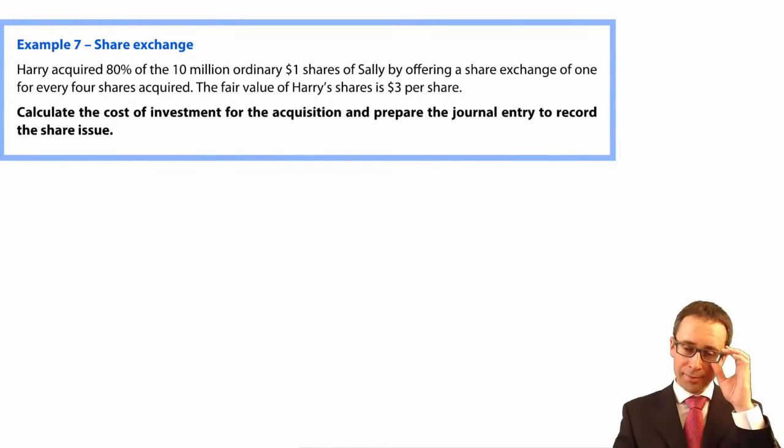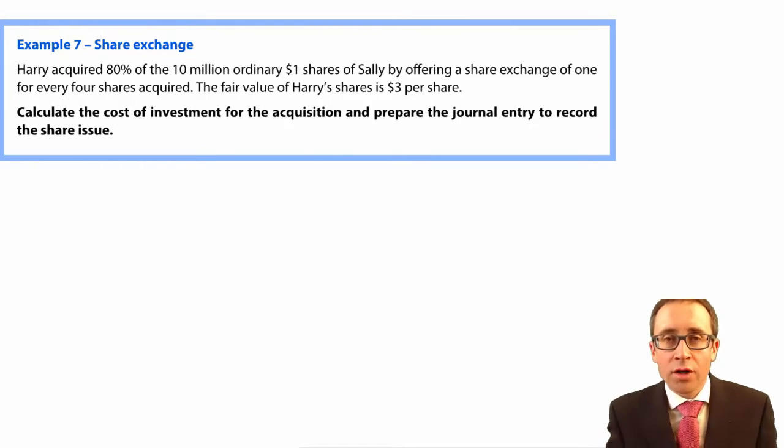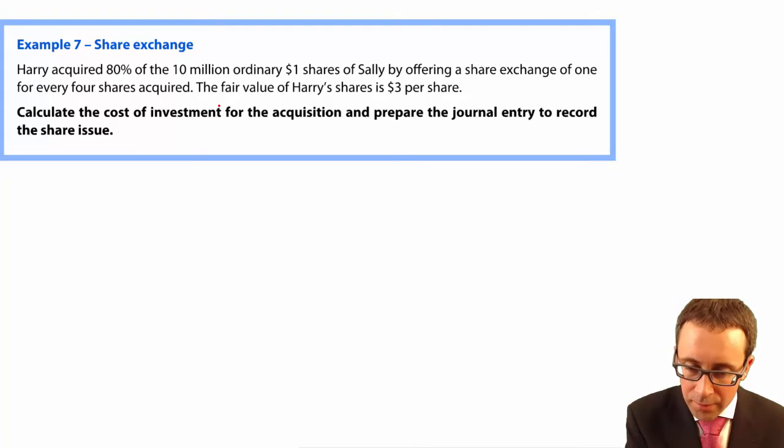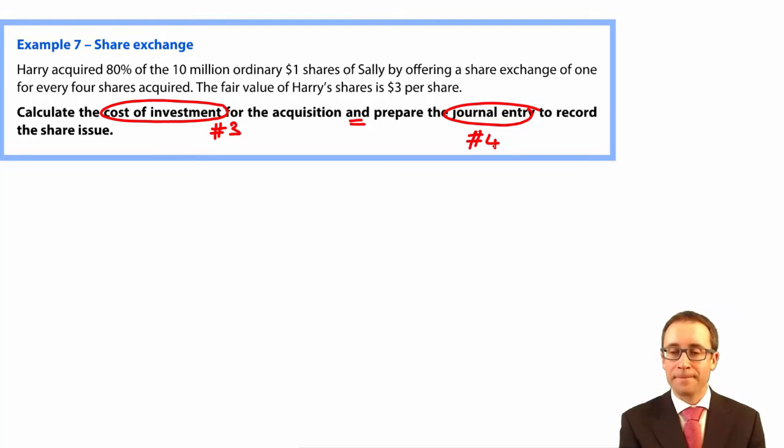I've got enough space there, I think, to squeeze it all on. It says calculate the cost of the investment. So the cost of the investment comes from step 3. But there is an and. It also wants the journal entry, which essentially is our step 4, isn't it? Okay, so what have we got?